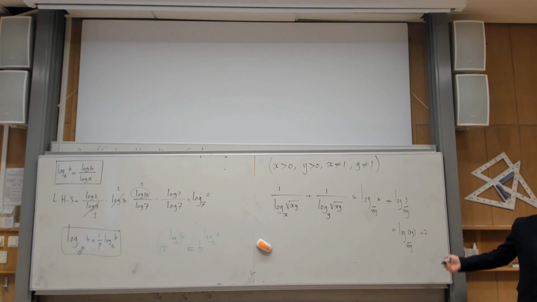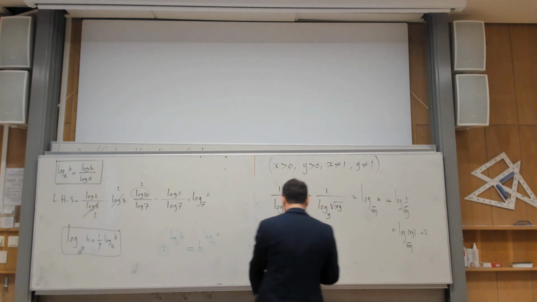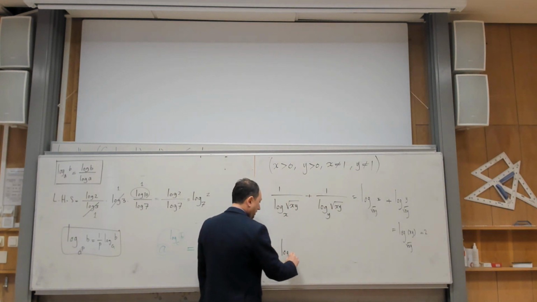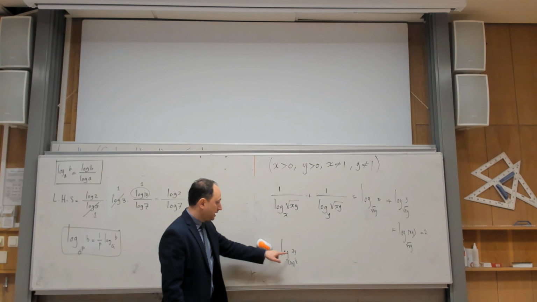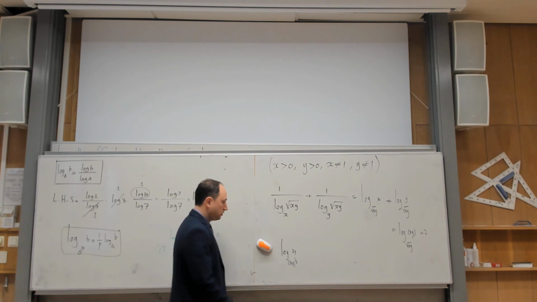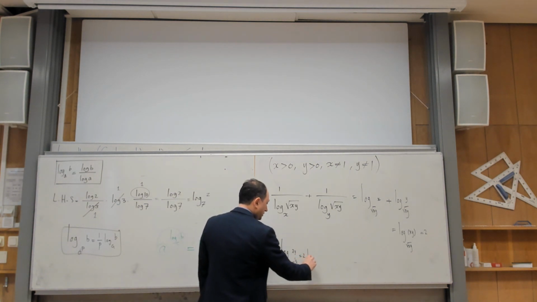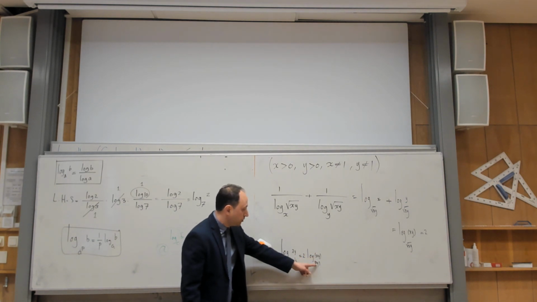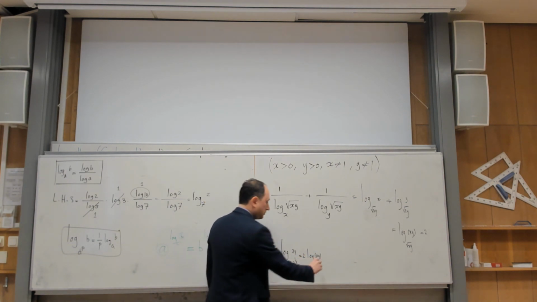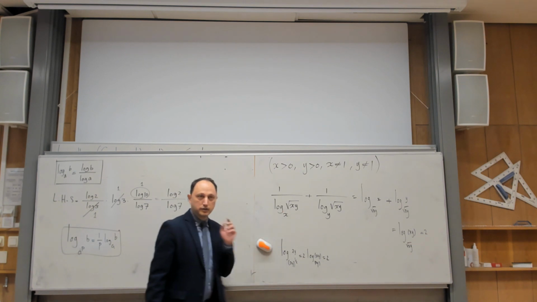If you don't like this, you have an alternative. You can say that the log of the square root of xy, instead I can write xy to the power of 1/2. But this 1/2 can go back, but I need to swap. It becomes 2 log of xy in base xy. But any log of any number in its own base is 1, and then 2. The answer is 2. So it was very, very simple.